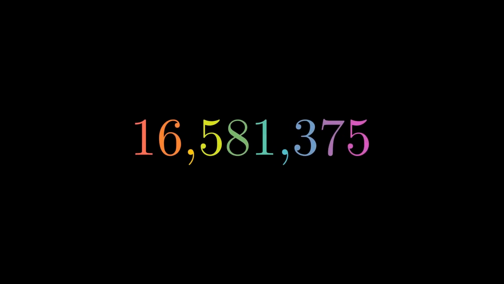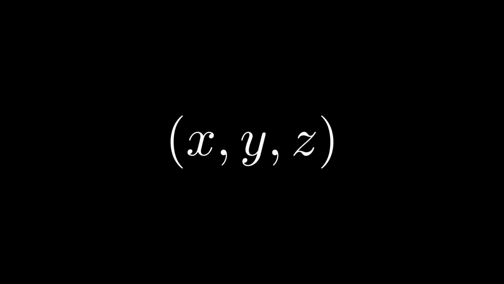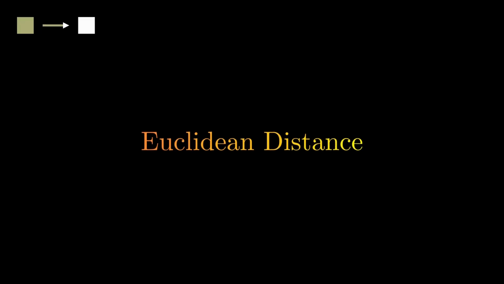The total number of colors that could be represented by this RGB color space is 255 to the power of 3, or 16,581,375 possible colors. You can actually express an RGB value as a 3-dimensional coordinate, with x being r, y being g, and z being b. Therefore, you can find the distance from any one of these 16 million colors to any other color by using the 3-dimensional Euclidean distance formula.